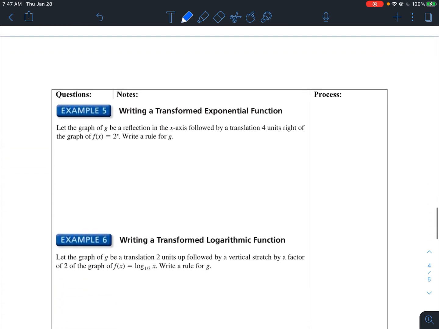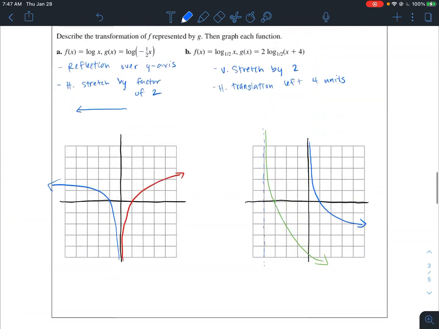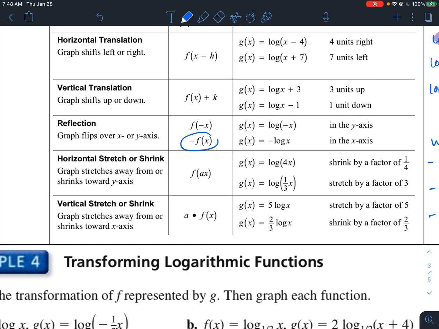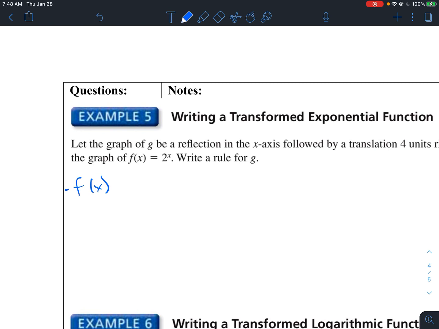So let the graph of g be a reflection in the x-axis. Whenever it's a reflection in the x-axis, that's going to be negative f of x. So write that down: negative f of x. I'm going to apply this transformation first, and then I'll do the second one. Negative f of x, when applied to this function, means negative, and f of x is 2^x, so that's just negative 2^x. So that's the first transformation.